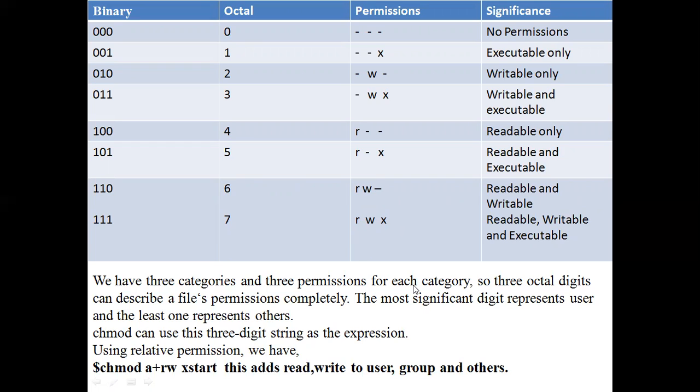So in total we have 3 categories of users and also 3 permissions: read, write, and execute. So we need 3 octal digits to describe the file permission completely. One octal digit will be for one category of user. When you mention 3 octal digits, each octal digit gives permission to one category of user. The first octal digit will give permission for the owner, the second octal digit for the group, and the third octal digit for others. That is what has been mentioned here. The most significant digit, the leftmost part, will represent the user, that is the owner, and the least significant one, the rightmost part, will represent others.